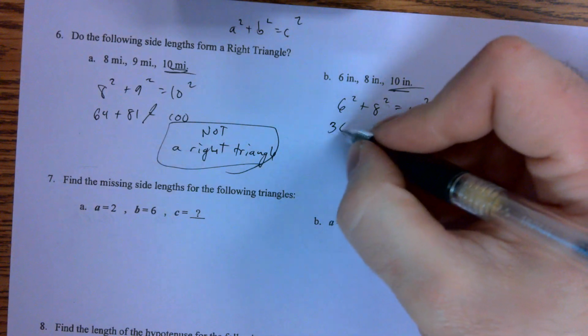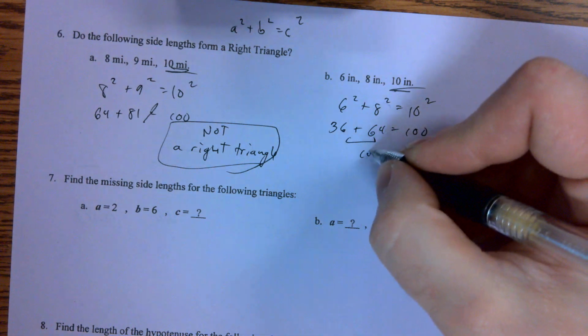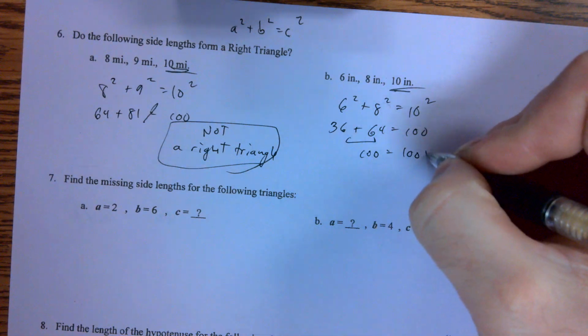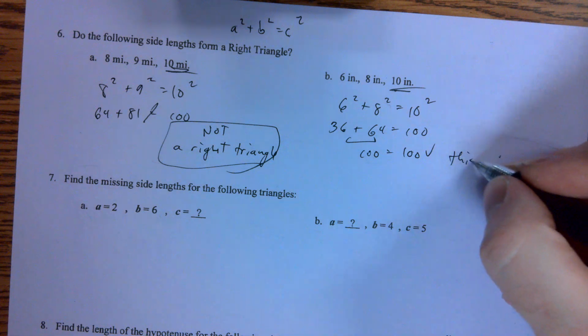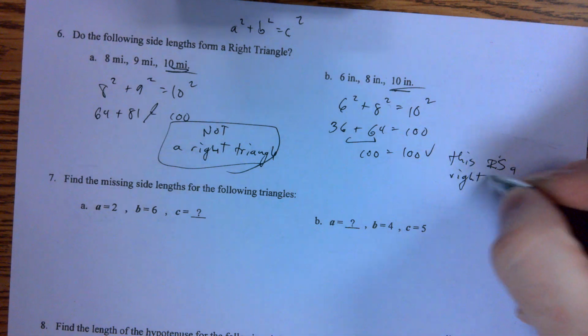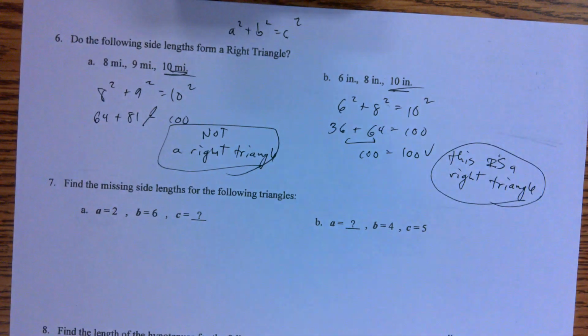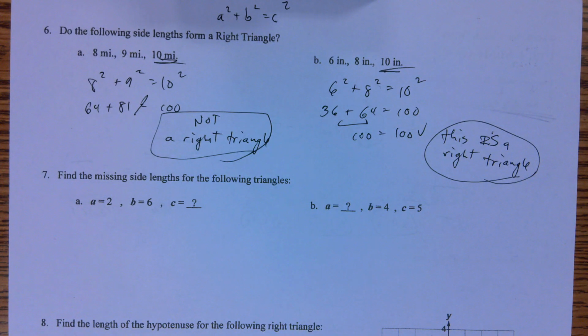Number 6, 6 squared is 36, 8 squared is 64, 10 squared is 100. This does add up to 100. So this is a right triangle. You just write yes or no, but I wanted to clarify. This is a right triangle versus this is not a right triangle.